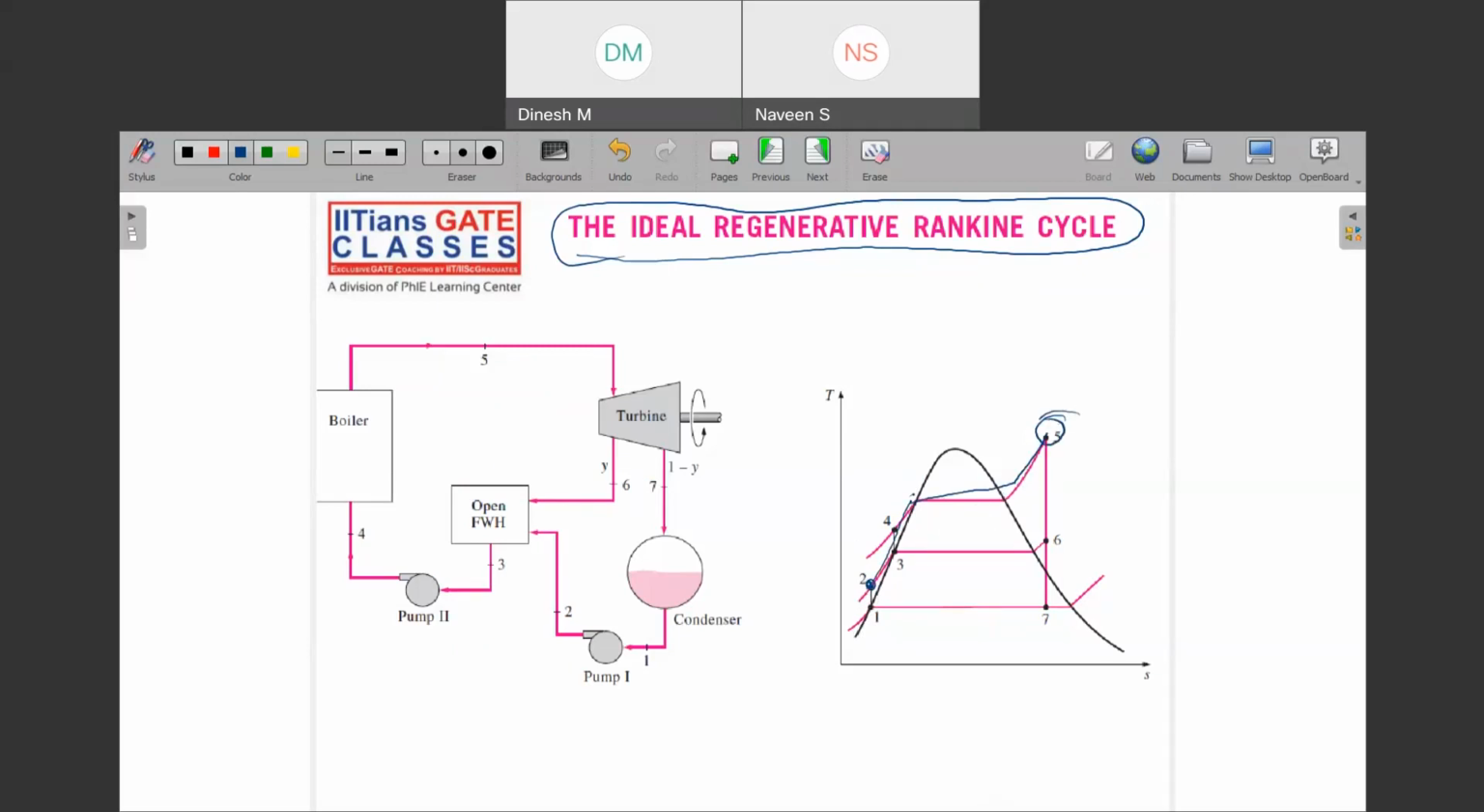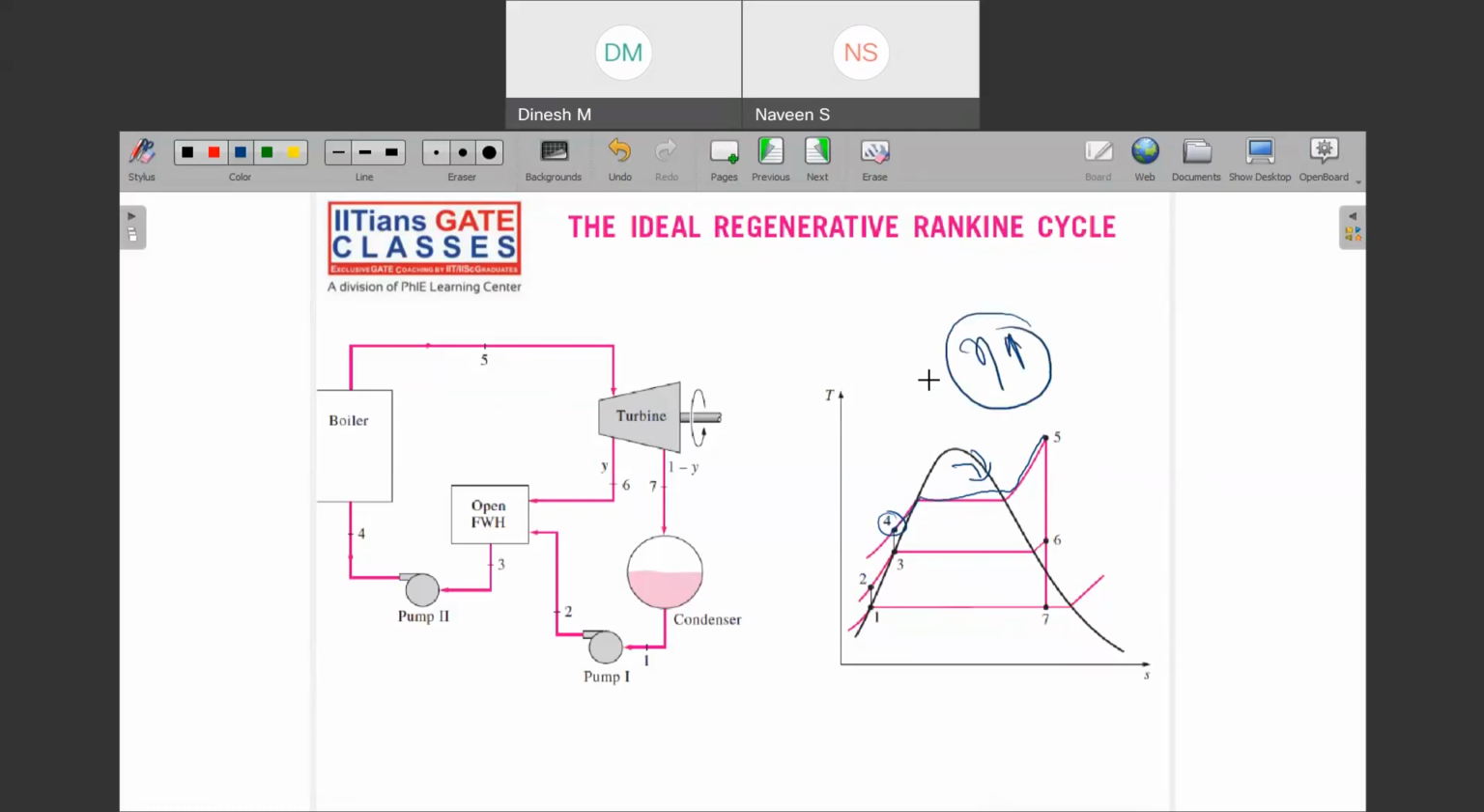Okay, so till this point you could have supplied heat, but with the help of the feed water heater, your heat supplied part has been reduced to very few. Yes or no? Yes. So your heat supplied part has been reduced. Okay. So this will again increase what? Efficiency. This will again increase what? Efficiency.